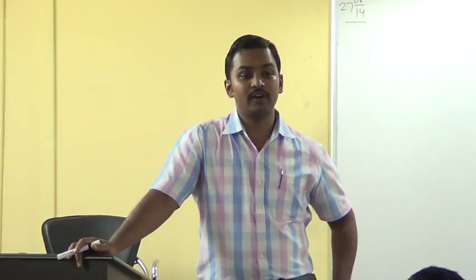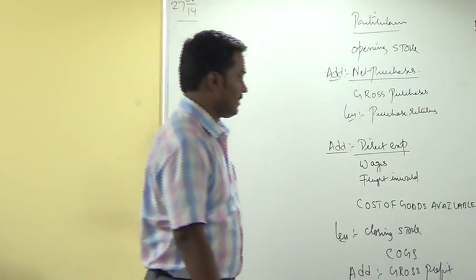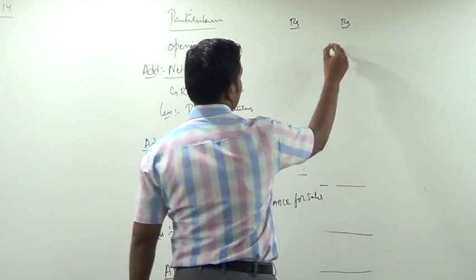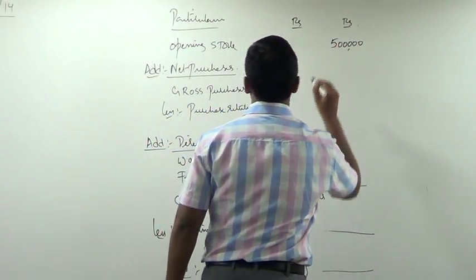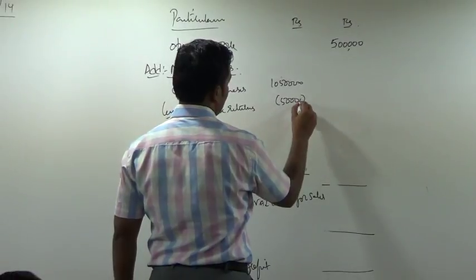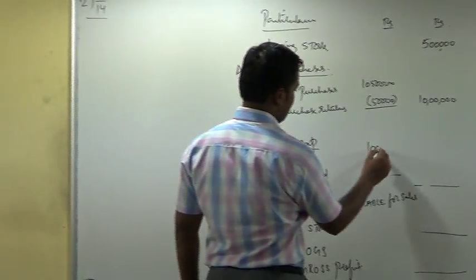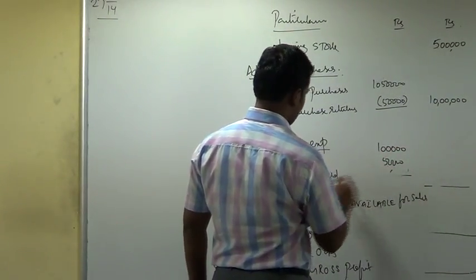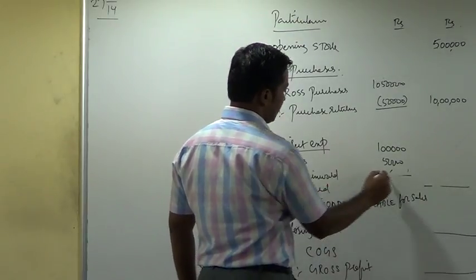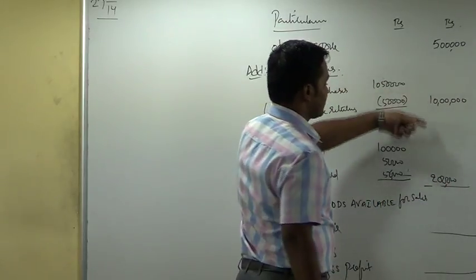When you add these three numbers, what do you get? Cost of goods available for sale. Carriage inward was also 50,000. Total is 2 lakh. So cost of goods available for sale is 17 lakhs.